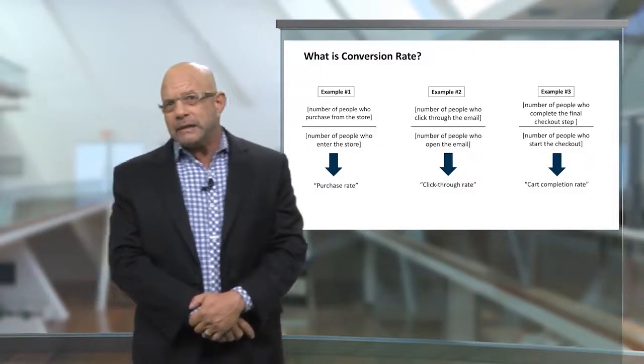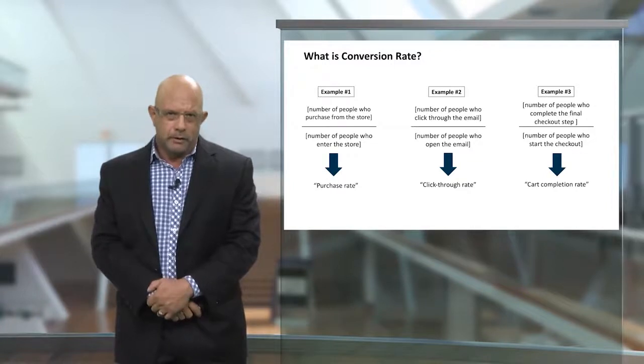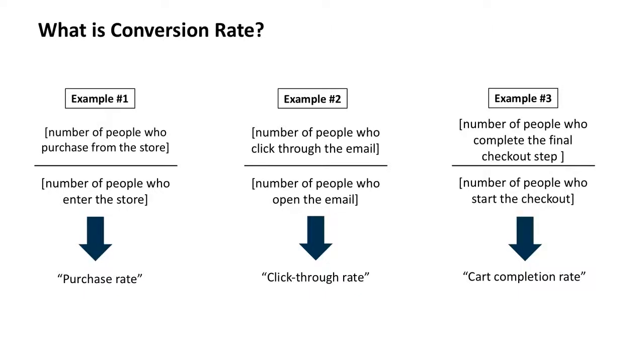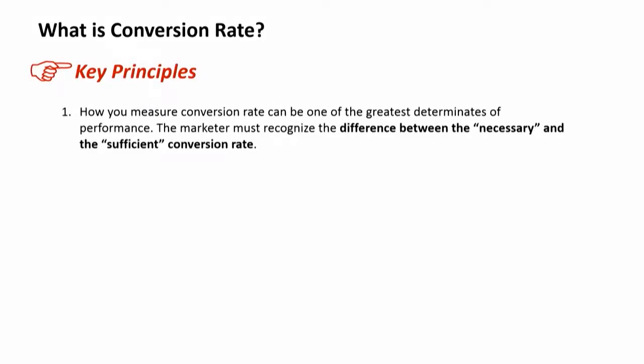Now, there are many kinds or places that we can measure conversion. So you'll see here, it's the number of people who enter a store in example 1. In example 2, it's the number of people who open an email. In example 3, it's the number of people who visit step 1 of a checkout process. These can all be forms of conversion. But not all conversion rates are equal in terms of their importance to the enterprise. Indeed, how you measure conversion can be incredibly important to the ultimate performance of the organization.